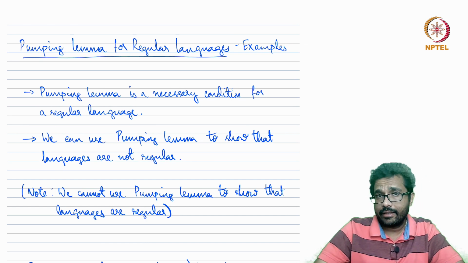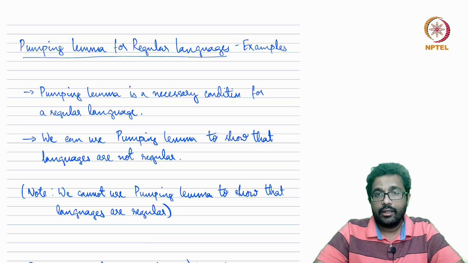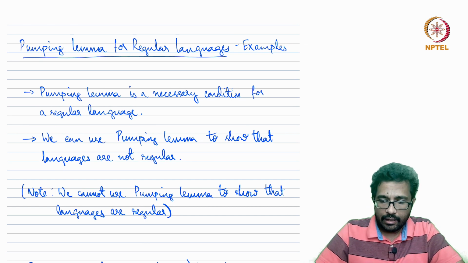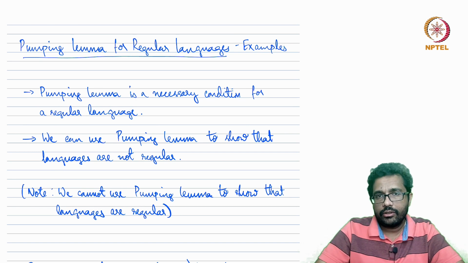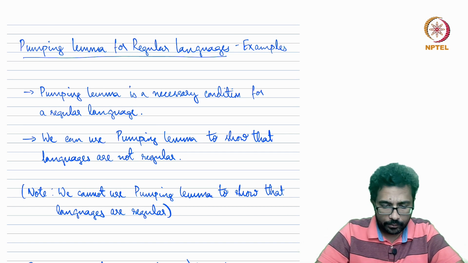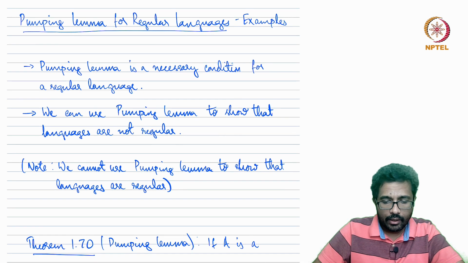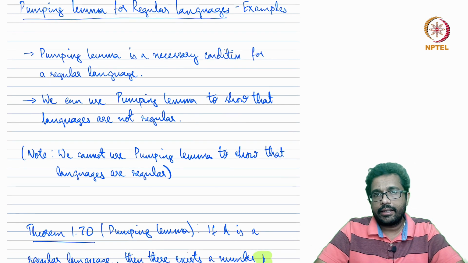In the previous lecture, we saw the pumping lemma for regular languages. We saw what the pumping lemma statement was, and we saw the proof of the pumping lemma. In this lecture, we will see how it can be used to show that some languages are not regular. Just to recap, the pumping lemma is a necessary condition for a language to be regular, and we can use the pumping lemma to show that languages are not regular.